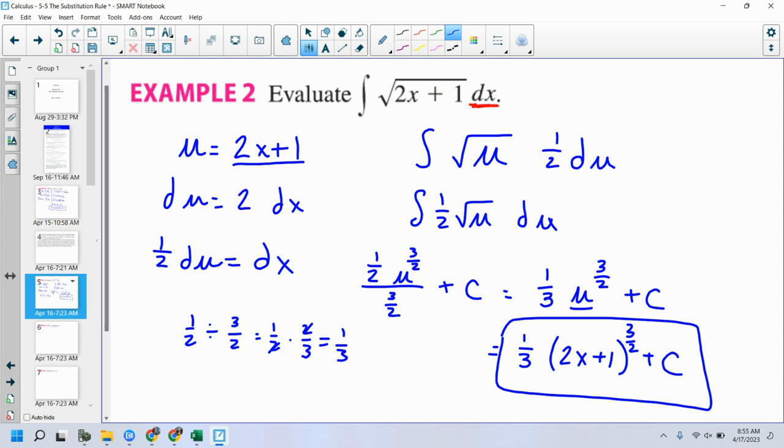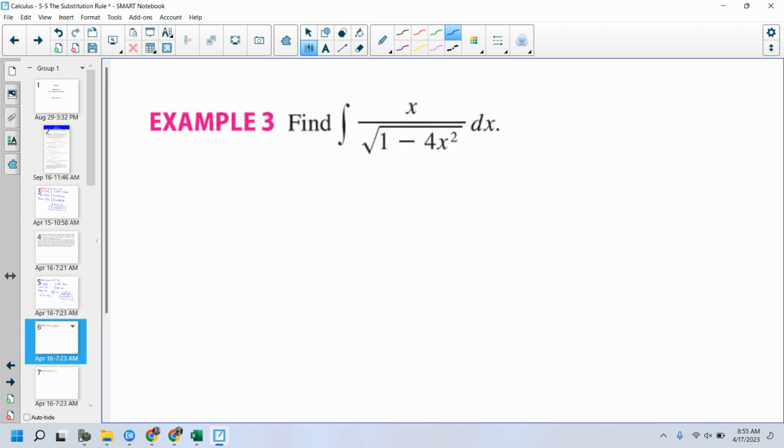But I'm probably going to do something with this 2x plus 1. And that's the weird part. That's the substitution part about this. That's where that 1/3 comes from on the outside. Let's try another one.